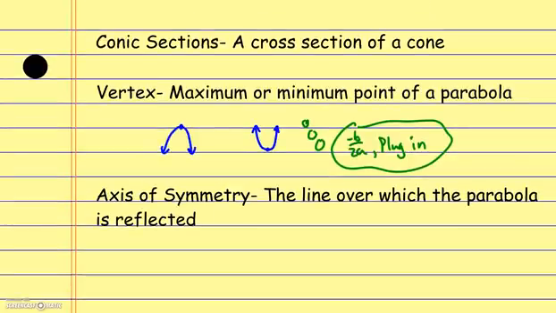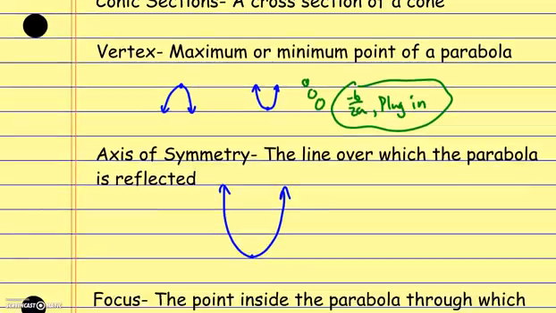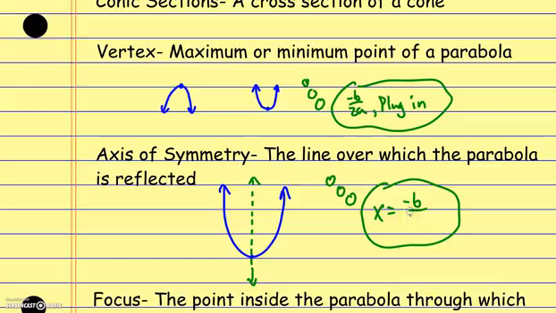The axis of symmetry. The axis of symmetry always passes through the vertex, and it's a line over which the parabola is reflected. So again, when I draw the axis of symmetry, it always goes through the vertex. There's my vertex. And we always draw it as a dotted line. Okay? And basically we're going to reflect every single point that's on one side, matched up on the other side. And remember, previously, our equation for this was always x equals the opposite of b over 2a.